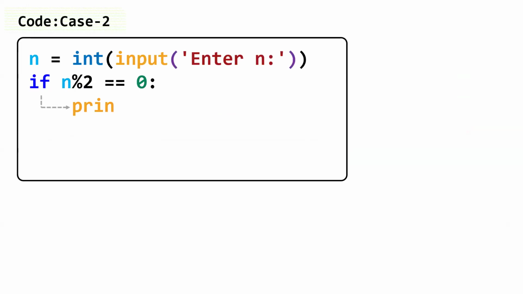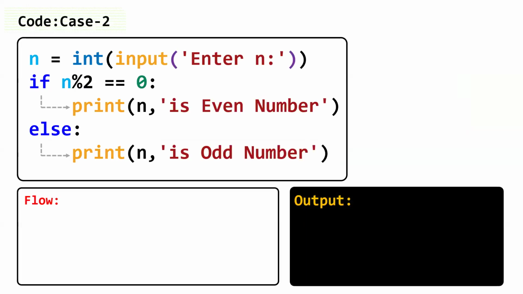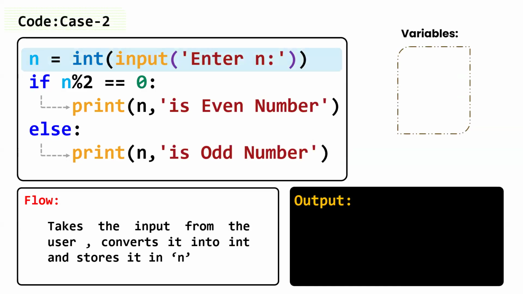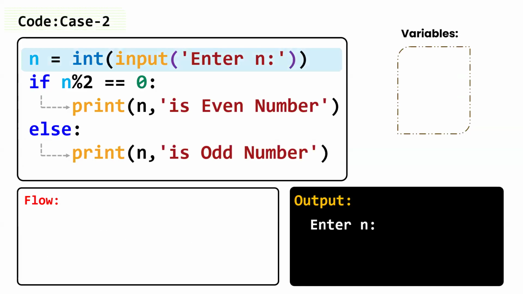Now, second case, let us also talk about if the number is even. If the number is even, same process. We are going to take the n value from the user, convert that into an integer, and store that inside n. So in the output, I'll get a prompt, enter n. I'll enter 6. That will be stored inside the variable n.